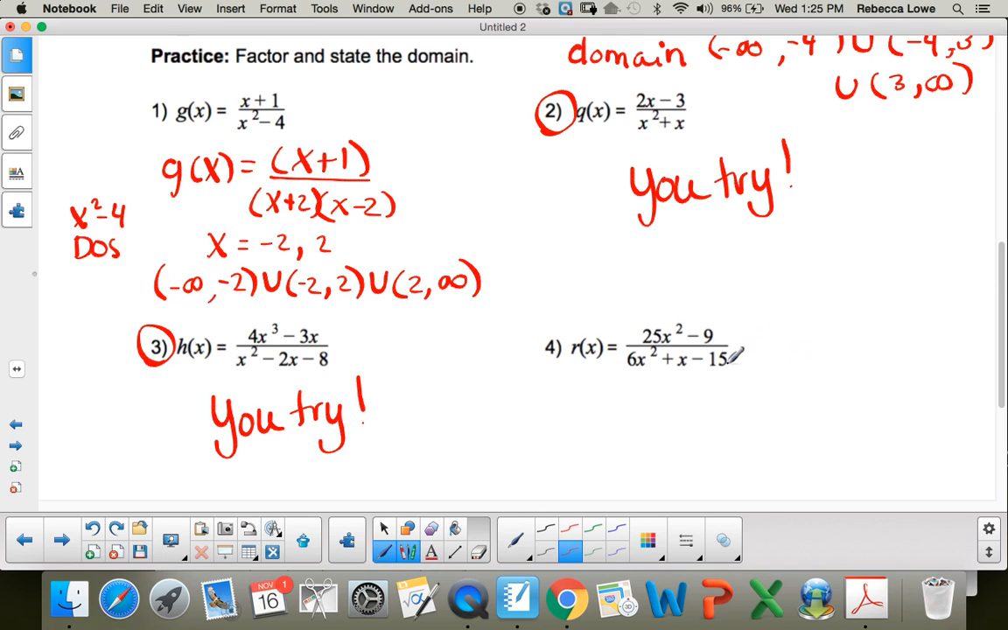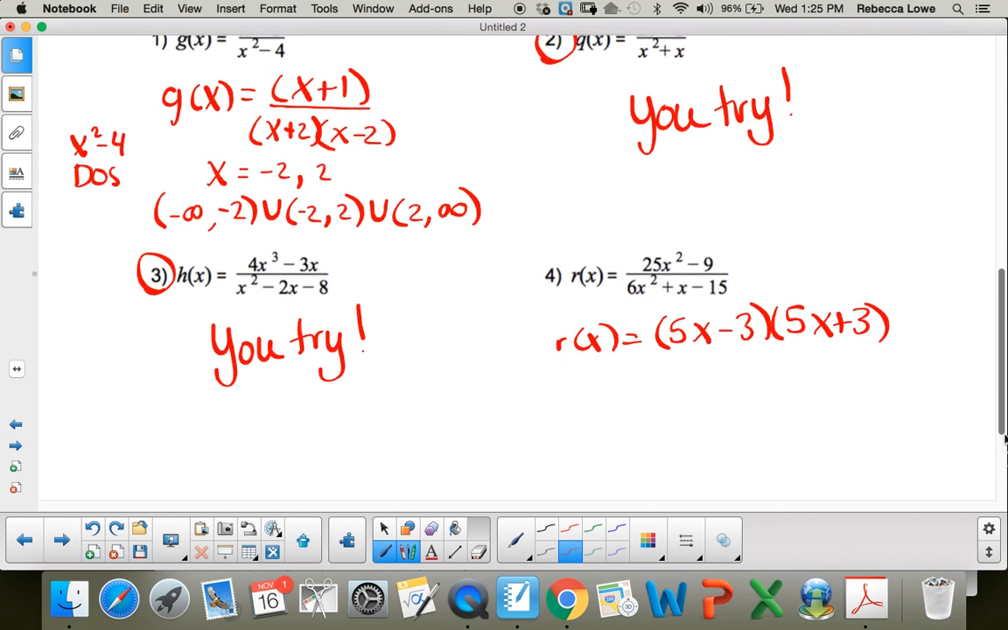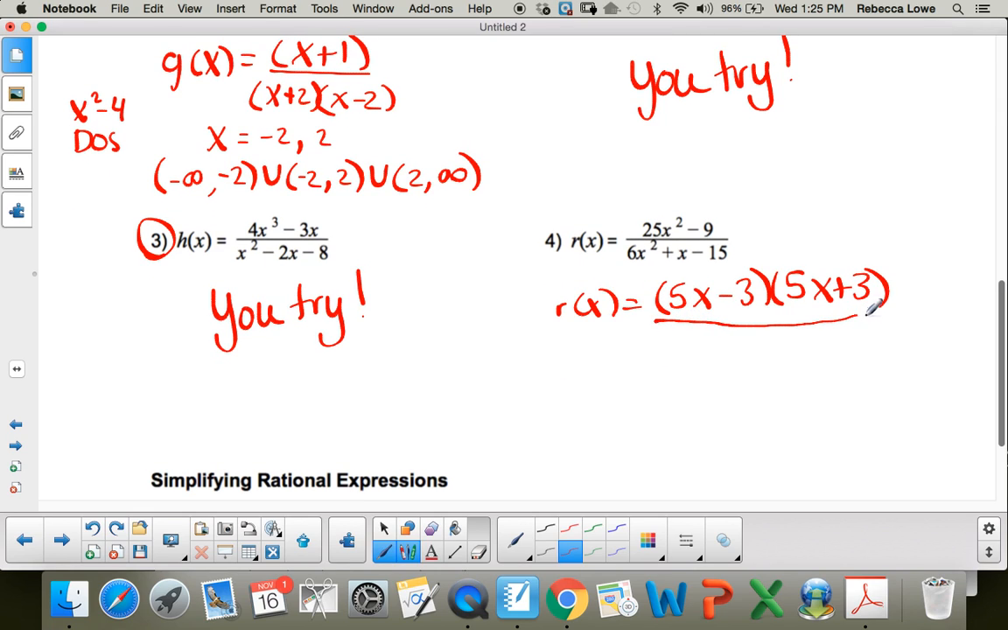Number 4, factoring. So the numerator in number 4 is a difference of squares. That's a perfect square and that's a perfect square. So it factors to 5x minus 3 and 5x plus 3. And then the denominator, well, you guys could do it off to the side and do the x method, but trust me that it factors to 2x minus 3 and 3x plus 5. Make sure you know how to factor that denominator.